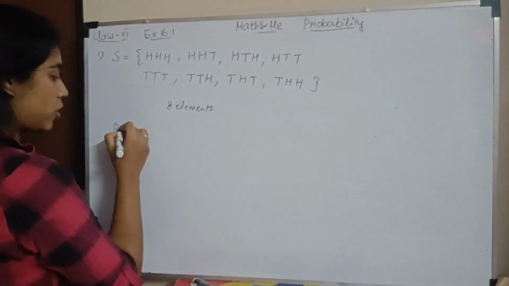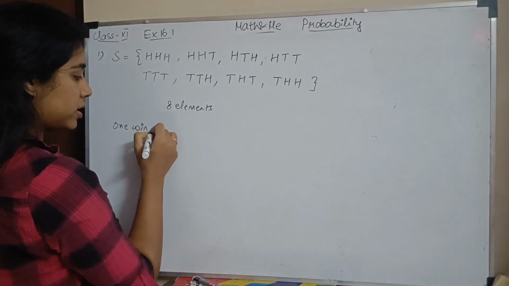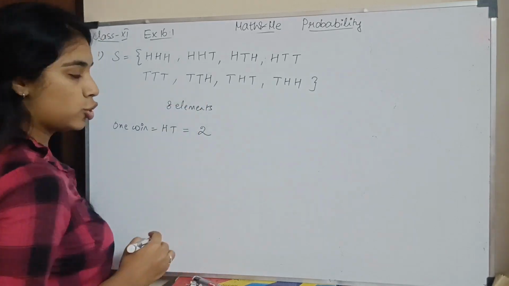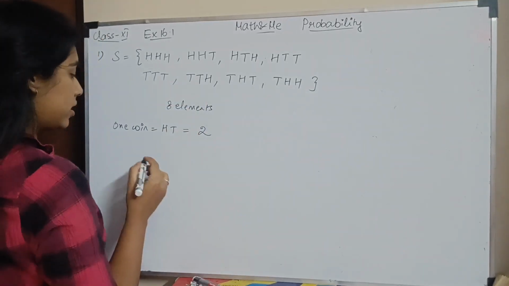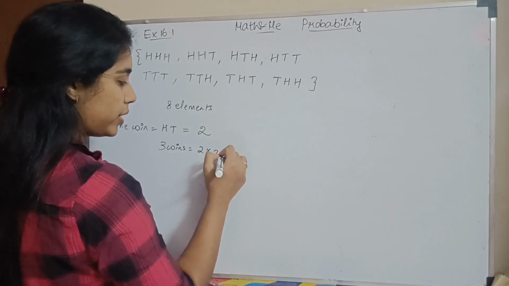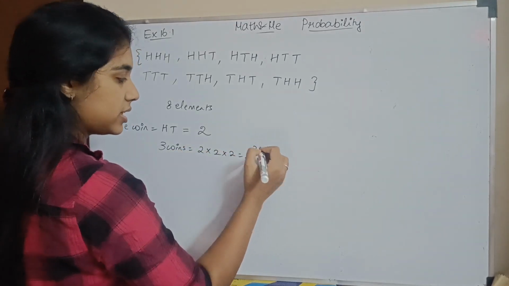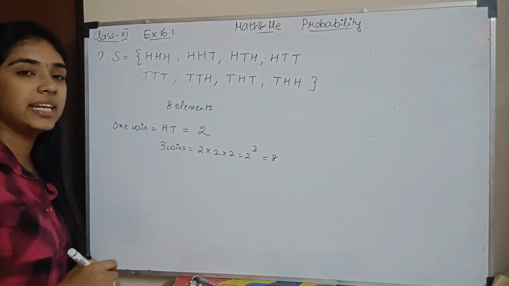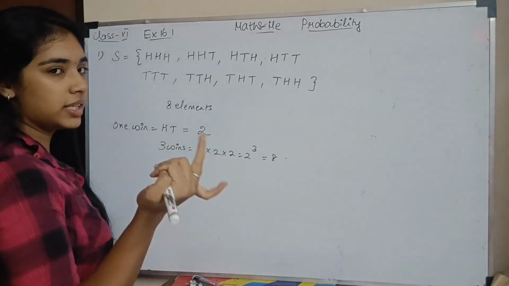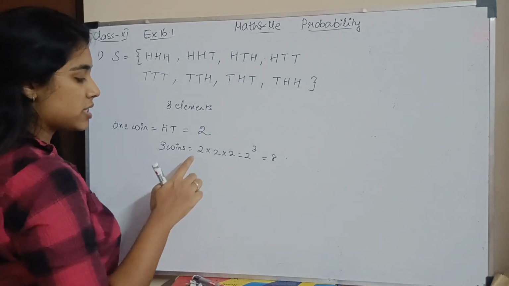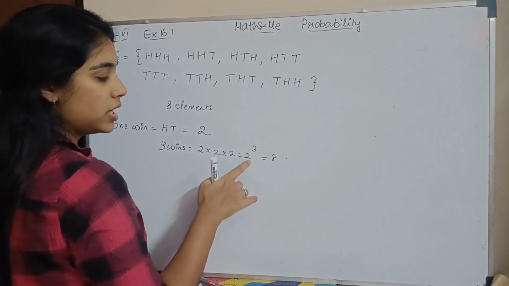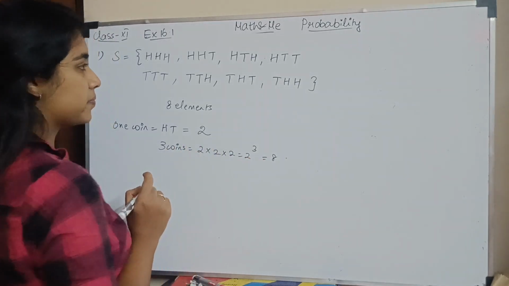Meaning in one coin you have head and tail. So how many irukku? You have 2. It is either head or tail. So you have 3 coins. So it is 2 into 2 into 2, which is 2 to the power 3, which is 8. So you get 8 elements. Okay. When you have one coin, head and tail, so you have 2. Head irukku, tail irukku. When you have 3 coins, head, tail and head, tail. So how many possible elements do you have? 2 to the power 3, which is 8. Okay.